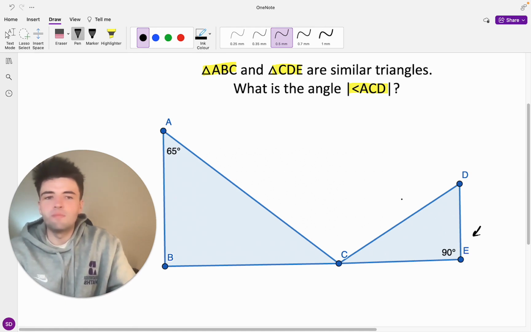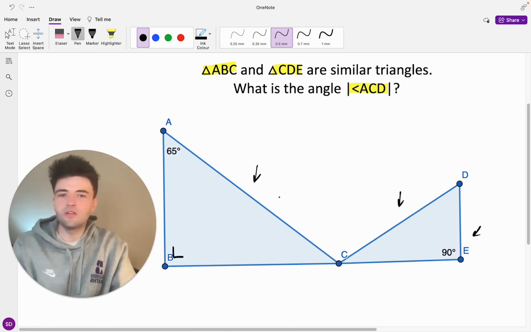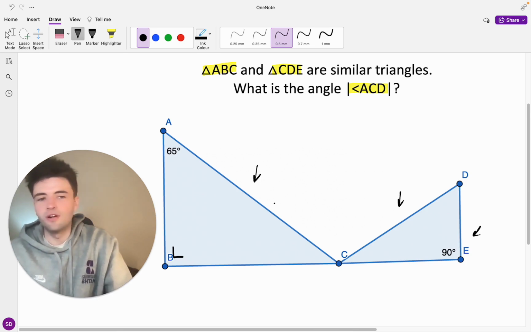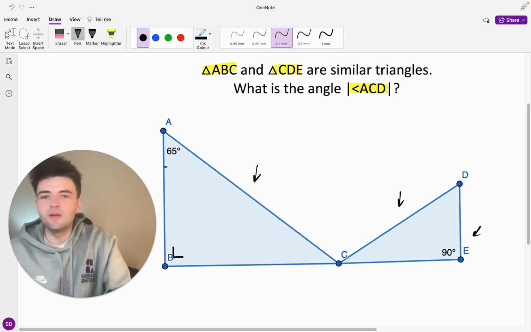And that is always going to be opposite the hypotenuse, so the longest side. And the longest side in the triangle on the left is clearly going to be this side here. And so we know that this angle is going to be 90 degrees. And so that's the first thing I'd always do, is just make sure that you have all your right angles labeled in the question. And therefore, we also know that this angle up here is going to be 65 degrees, so the angle up at A.